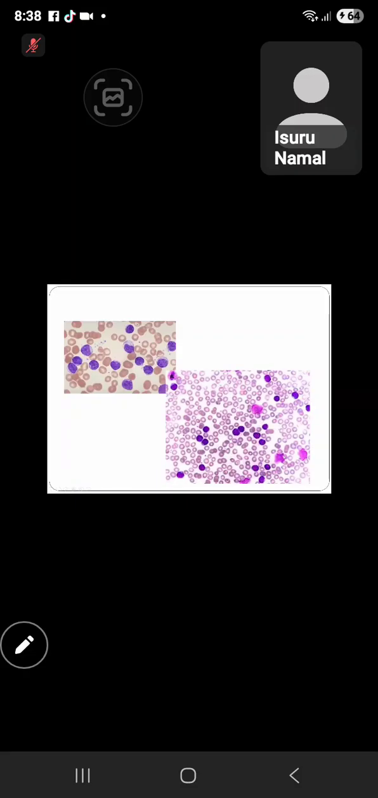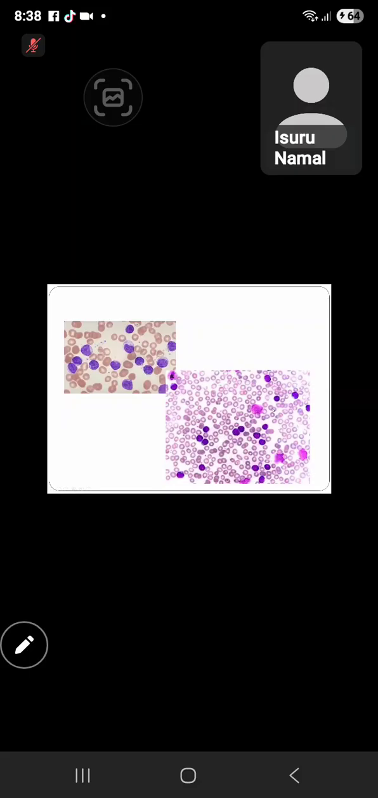Smudge means break. You can't identify a cytoplasm here, only the nucleus. It is a smudged nucleus, and those are called smudge cells. If you're having a high WBC count with lymphocytosis with smudge cells, definitely you will be narrowed down to CLL, right?